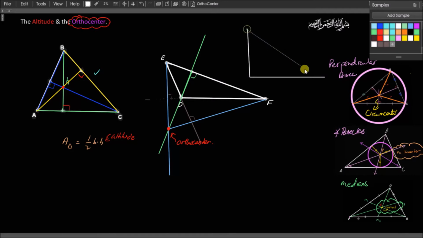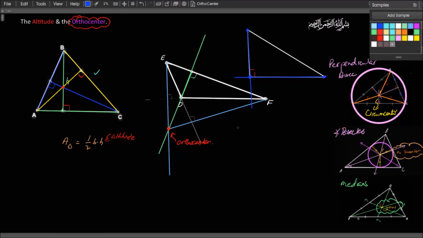I will just draw a right triangle for you like this. Now the altitude is a line that goes from the vertex to the opposite side. In this case, it would be from here to this side, and that's perpendicular, and from here is this side, and that's perpendicular like this, and that is that vertex right there, and that is the orthocenter of a right triangle.